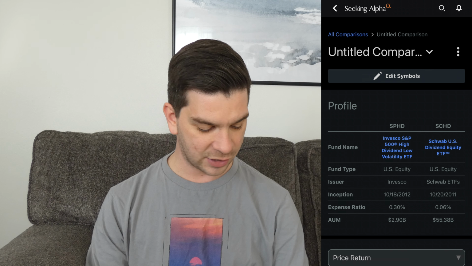So which ETF is better? My winner is SCHD because it offers more diversification, being that it has more holdings. It has an overall better track record with dividends and growth. And it has a lower expense ratio of 0.06% compared to SPHD's 0.30%.